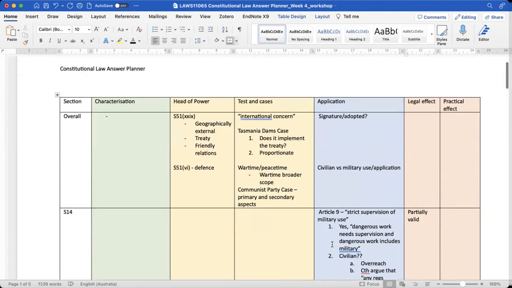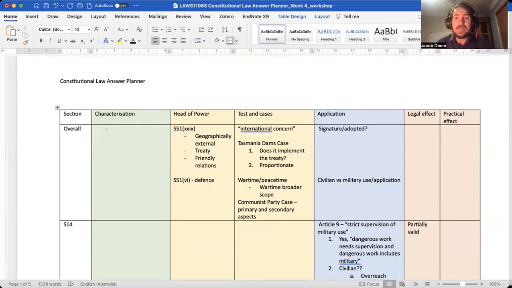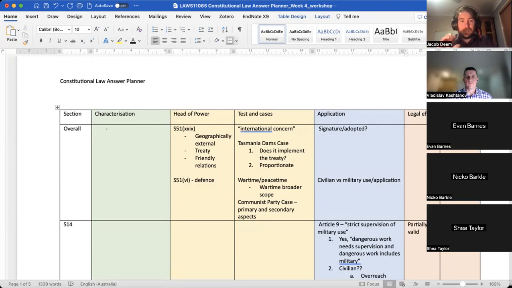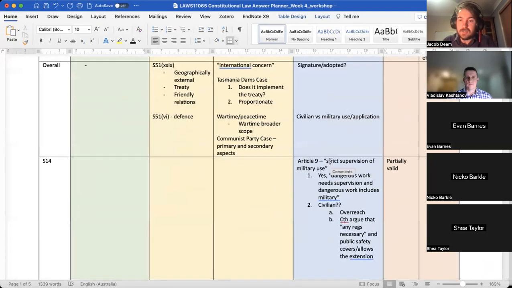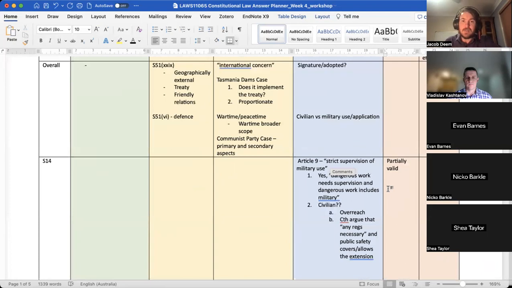So that's a very whirlwind application of severance and honing in on these ideas of the legal and practical effects of the validity of this legislation. Any questions about those ones before we wrap up? Excellent. All righty. Well, we'll leave it there.